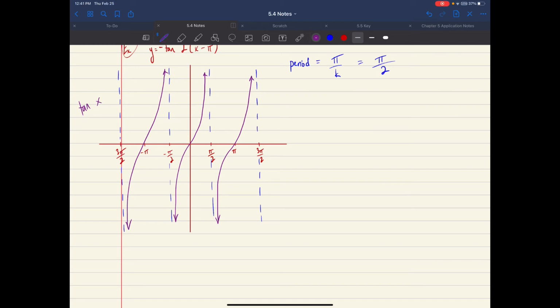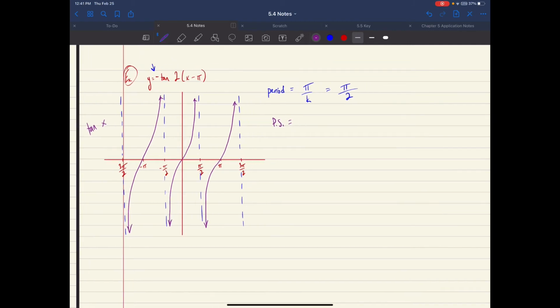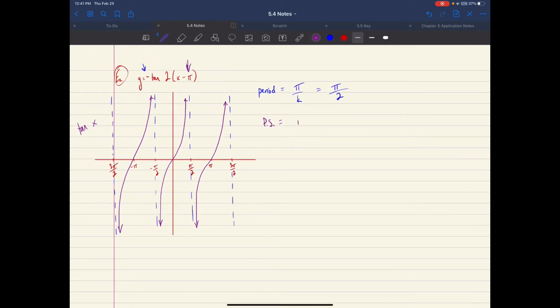If I look at that one, the period for tangent of x is pi. My period is going to be half of that. And I'm going to have a shift. The phase shift is one thing I will need. My phase shift here is pi, so it's going to be pi units to the right. The negative sign out front will flip it over the x-axis.